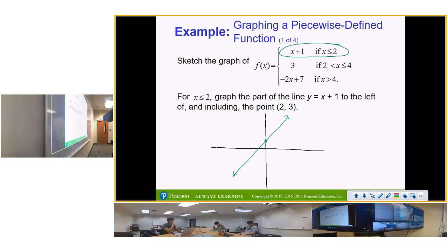Now if you want to go ahead and cut off the domain, you can. What is x is less than or equal to 2? So that means 1, 2. So that means you're going to have an open or a closed circle here. Closed.